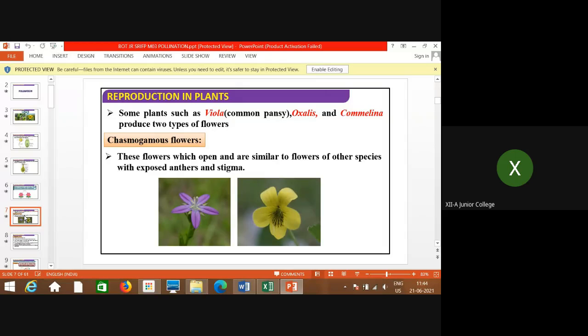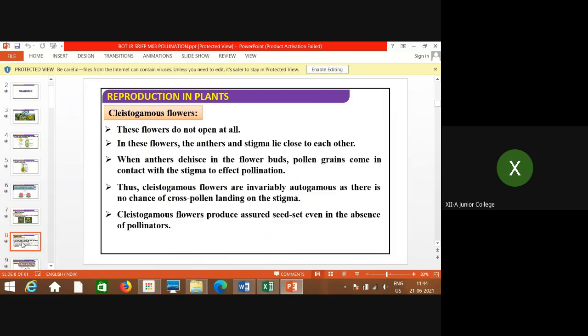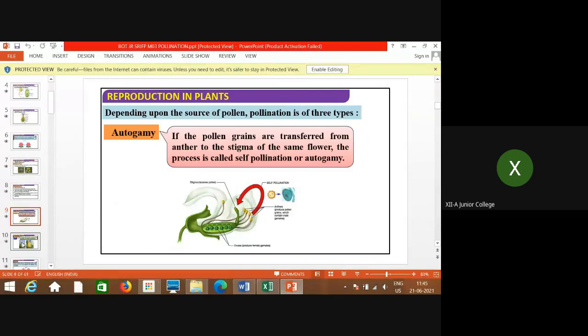So these are examples of chasmogamy. That means you can see here the male and female parts are exposed. Viola and Commelina produce two types of flowers, that means chasmogamous flowers and cleistogamous flowers. Cleistogamous flowers generally are underground. They never open. So within the same flower, the pollination takes place. There are no pollinating agents required. So autogamy, this is just revision I'm taking. Pollen grains are transferred from anthers to the stigma of the same flower.